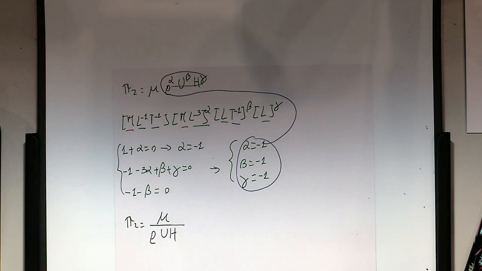Now, apart from defining repeating and non-repeating variables, we can also identify dependent and independent pi groups. How do we identify an independent and a dependent pi group? Let's have a look at this graph.